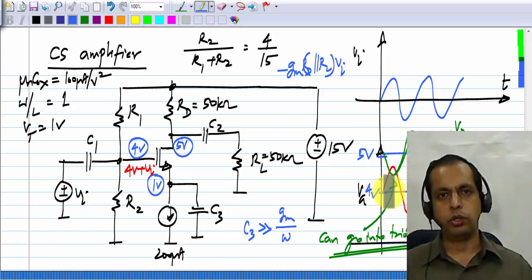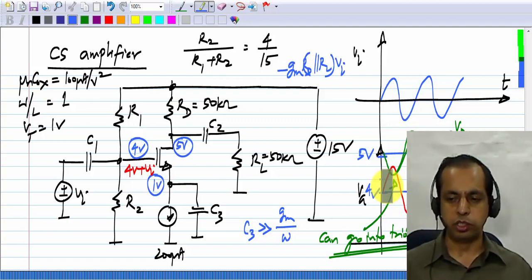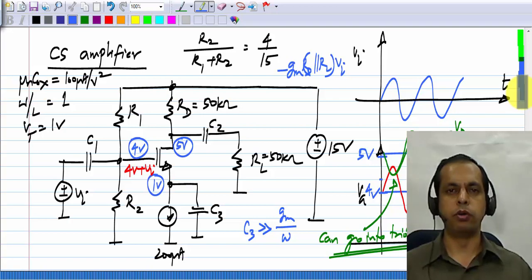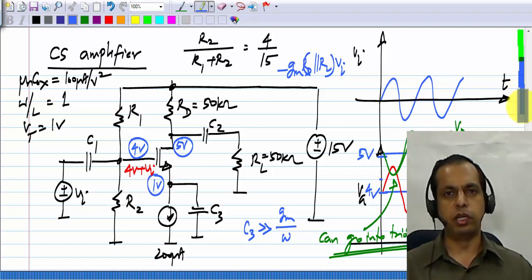So there are two reasons why the signal that can be applied to an amplifier can be limited. One is because the transistor can be driven out of saturation region into triode region. The other is that it could be driven into cutoff. Based on these two effects, we will evaluate the limits on the input signal. These are the swing limits of an amplifier.